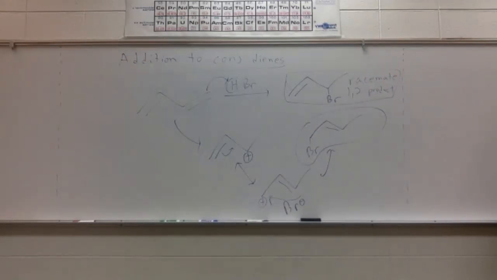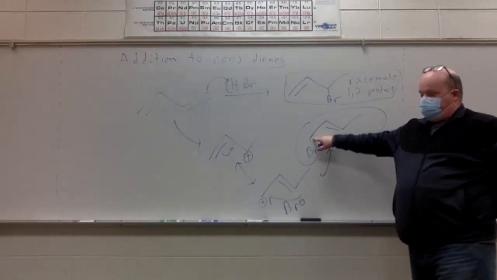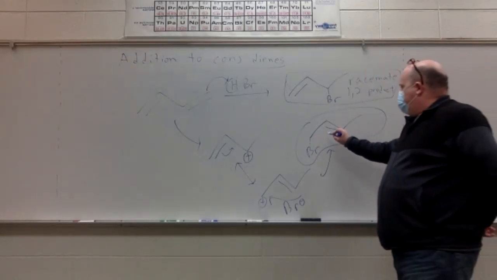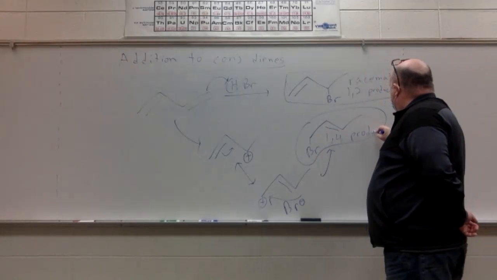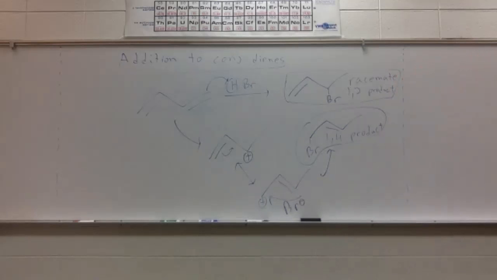Stereoisomers, yay or nay? Yeah. Did not create a new stereogenic center. This has two hydrogens on it. So just that and that element. This is what we call a 1,4 product. So yeah, whenever we do addition to conjugated dienes, we always get 1,2 products and 1,4 products.